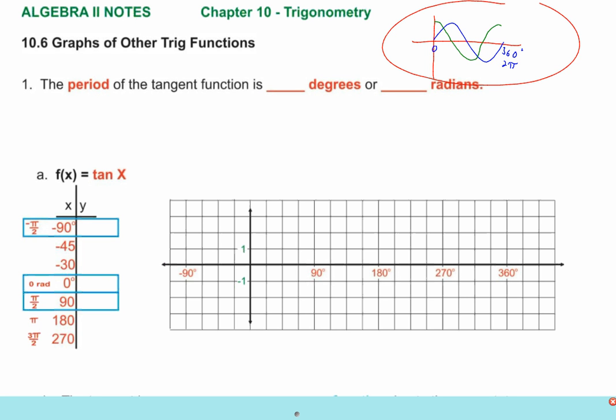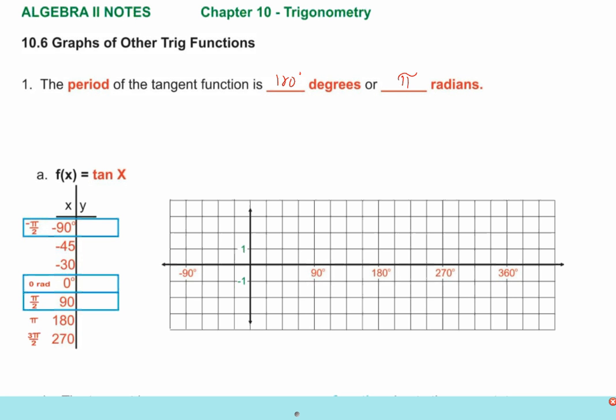The tangent is not like that. The tangent is different. Instead of going through 360 degrees, it only goes through 180 degrees or pi radians. So the tangent repeats every 180 degrees or every pi radians. If we're going to graph the tangent, there's really only 3 key points. You can do others and we'll do others.